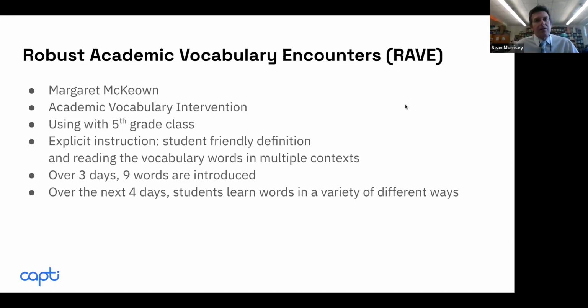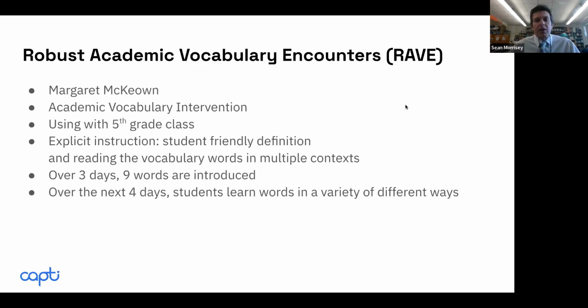Unfortunately, there's not a lot out there when we talk about curriculums. There is one from Margaret McKeown and her colleagues called the RAVE program. They never marketed it, so I contacted her previously because they used it in research, and she was nice enough to send me what they use in research. So it's one of the things that I use in my classroom.